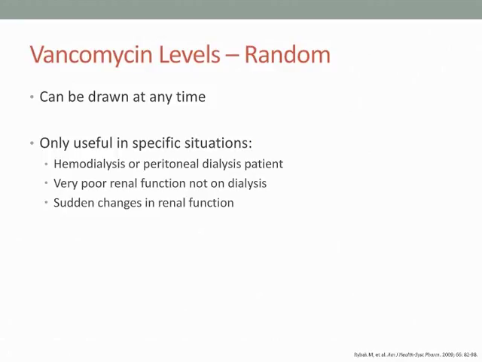Random vancomycin levels are best used to aid in monitoring patients receiving vancomycin who are on hemodialysis or peritoneal dialysis, or for those who have fluctuating renal function. These levels may be drawn at any time and don't need to be specifically timed before or after a dose.